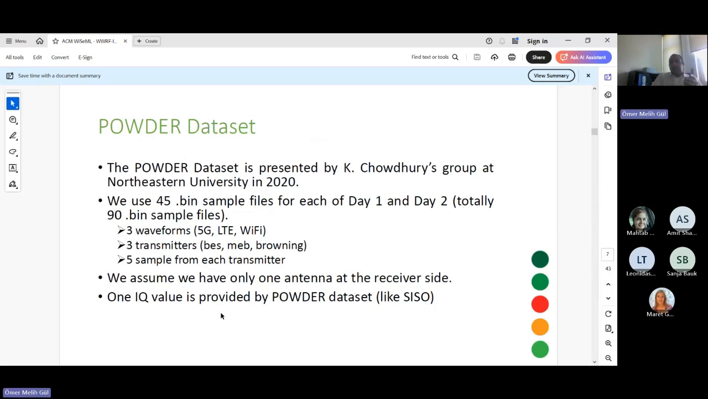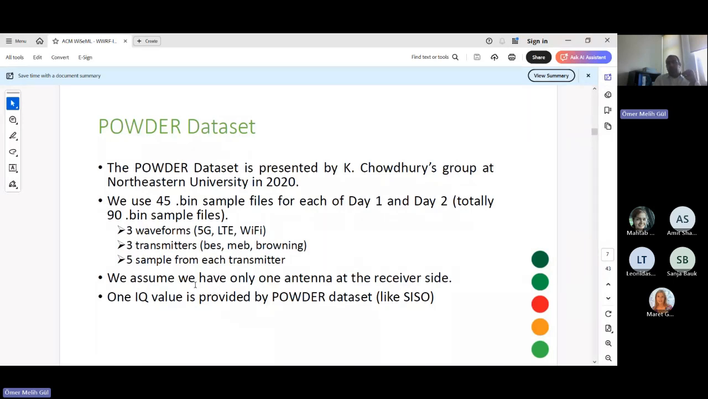This POWDER dataset is presented by Chaudhry's group at Northeastern University in 2020, and here we use 45 sample files for each of day 1 and day 2. So we have 45 sample files for day 1, and 45 samples for day 2 as the test data. We have 3 waveforms, 5G, LTE, Wi-Fi, and 3 transmitters, which they call BES, MAP, and Browning, and then 5 samples from each transmitter for each waveform. So we have 45 sample files for each of day 1 and day 2.